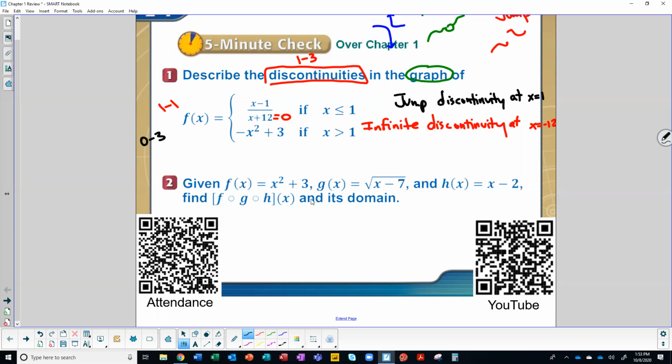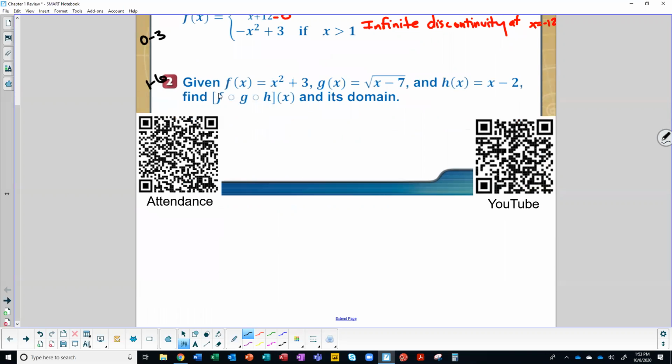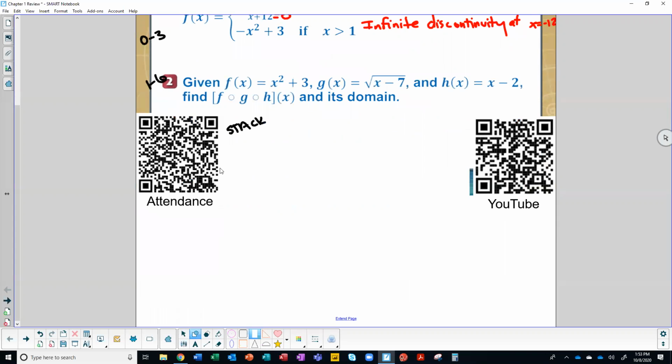Number 2, this comes from lesson 1.6. Composition of functions. Now, I've been telling you the stack technique for solving f of g of h. I've been using stack, and I'm going to use stack, but I'm going to use a different set of terminology to help you out, because if you're still struggling today, chances are you didn't catch it the first time I taught it, so I want to say it a little differently.